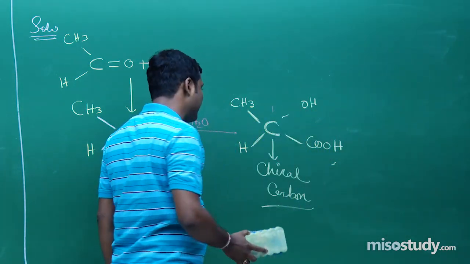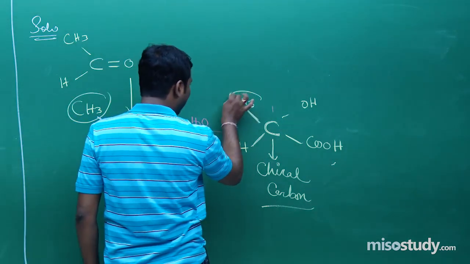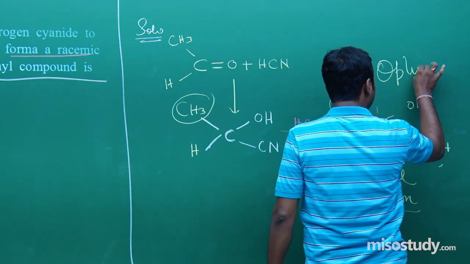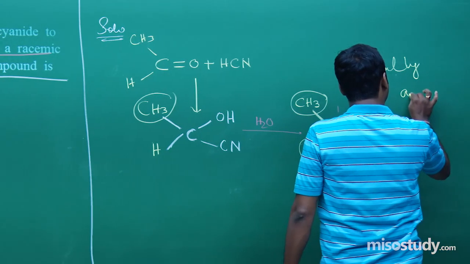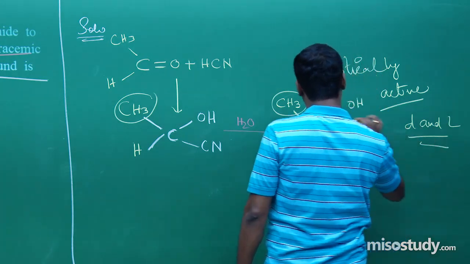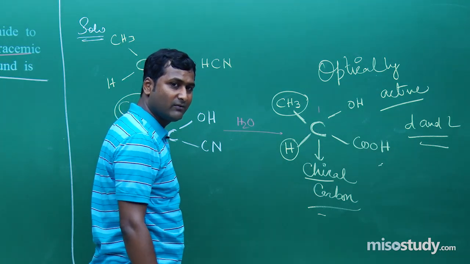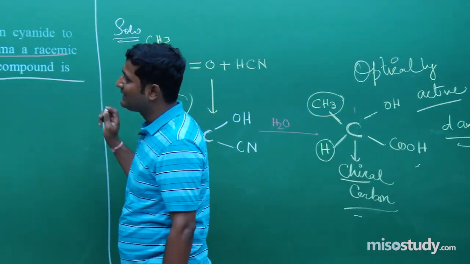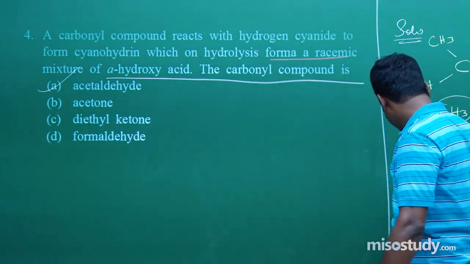So we can say that in this case, if there is an asymmetrical position with CH3 and H, that is the chiral center, and a chiral center is optically active. Optically active means it forms D and L isomers. Clear to you what I'm telling? It gives you D and L form. Clear, friend? So now we can easily observe that the answer is nothing but acetaldehyde. For question number 4, A is the correct option.